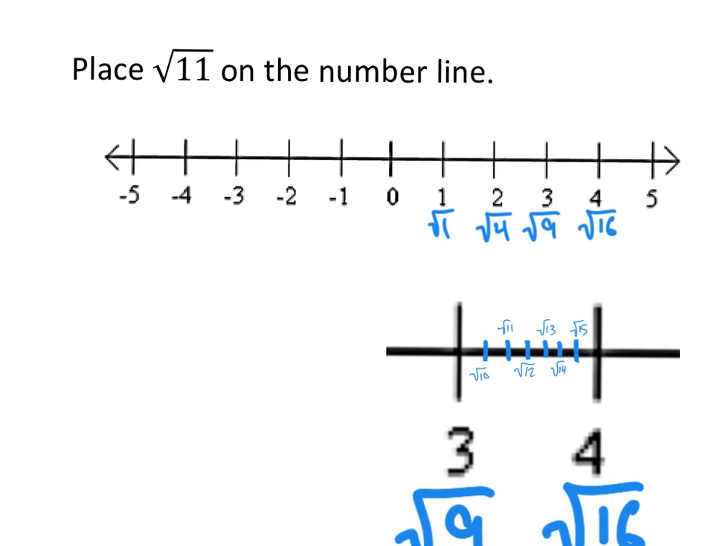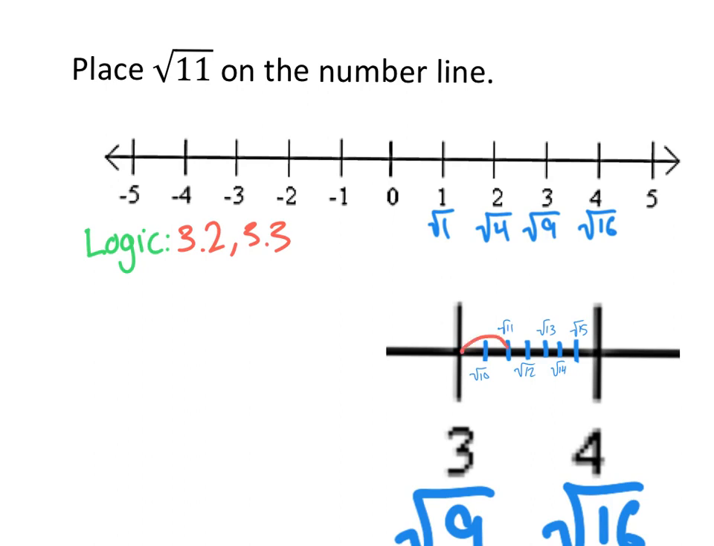If I wanted to, I could even zoom in on my number line, and I could divide between the square root of 9 and the square root of 16, so I'd see square root of 9, square root of 10, square root of 11, square root of 12, square root of 13, square root of 14, square root of 15, and finally we get to 4 with the square root of 16. Using logic, I could approximate that this decimal is going to be about maybe 3.2 or 3.3, because I know that my value is going to be closer to 3 than it is to 4, and it's not quite at half yet.